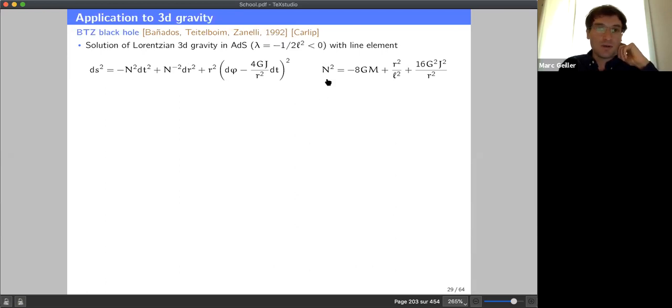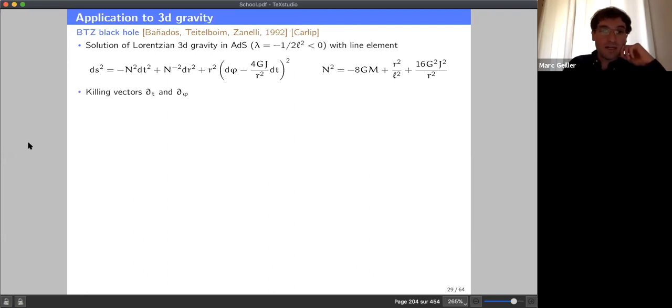And the lapse function squared here is given by this expression. There is a mass term, an r squared over L squared cosmological constant term, and again, this angular momentum piece. Well, it turns out that this defines a black hole in three-dimensional gravity. As we said, three-dimensional gravity can look like a trivial system because it has no local degrees of freedom, it has no gravitons. Locally, all solutions look the same, but the solutions can have globally non-trivial properties. This is precisely how you can build these black hole solutions. And at least in these coordinates, they have a very simple metric.